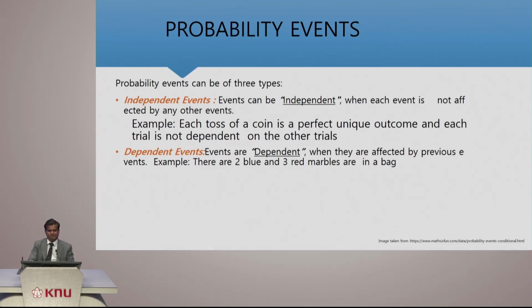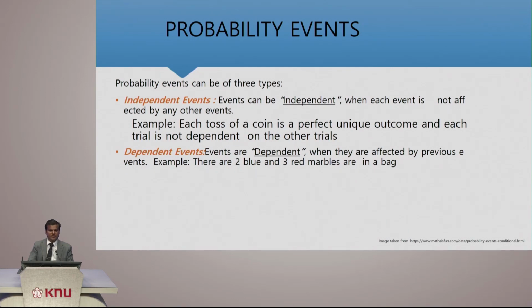Probability events. There are different types. We are going to just look at a few types here. The first one is the independent event. An event is independent when it is not affected by another event. For example, when you toss a coin, each toss is a unique outcome, and each trial does not depend on the other trial. So that is an independent event.